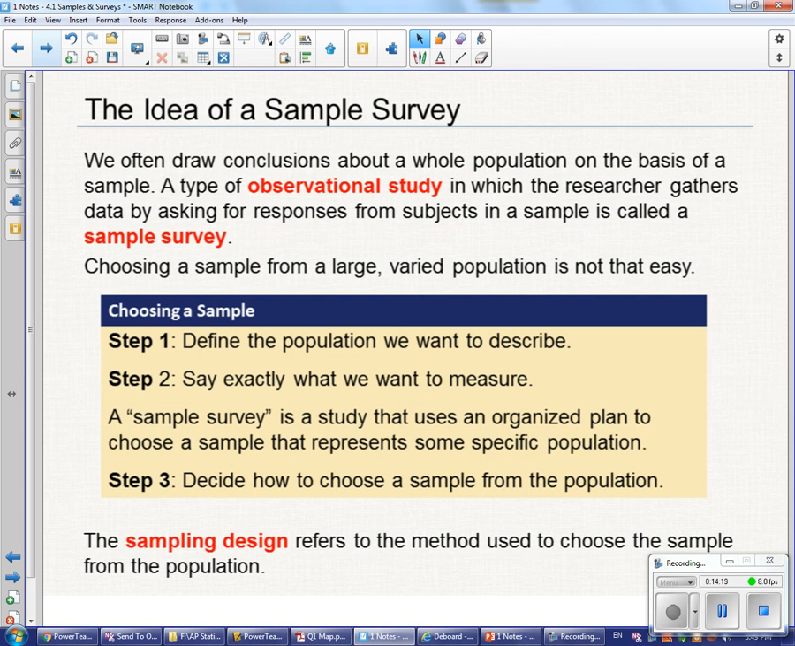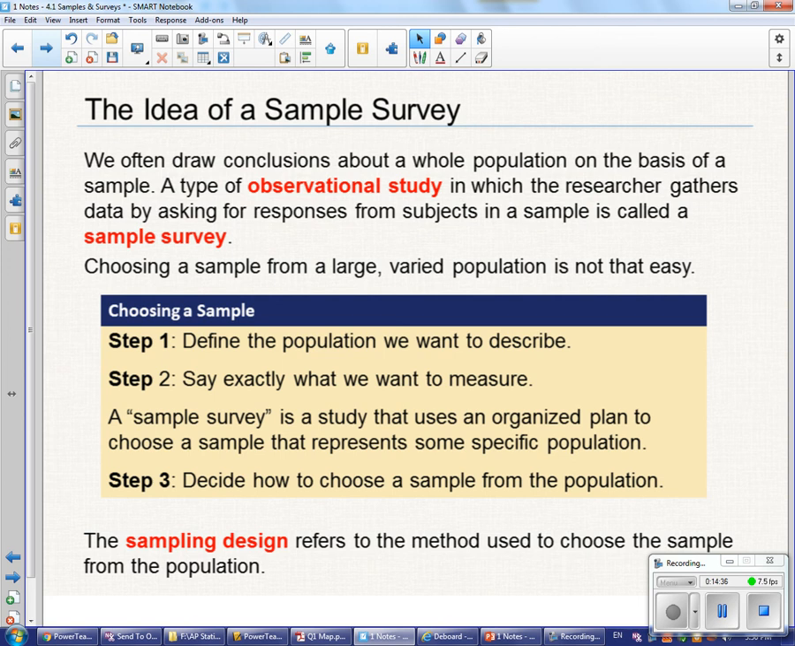The second step is to define exactly what it is that you want to measure. And a sample survey is basically a study that uses an organized plan to choose a sample that represents some specific population. And our first project is actually going to be to conduct a sample survey.